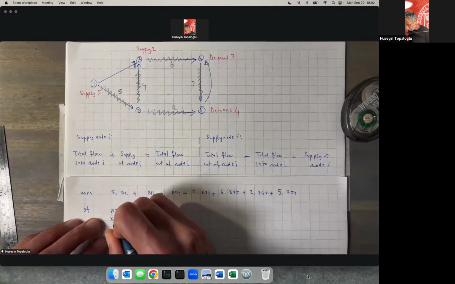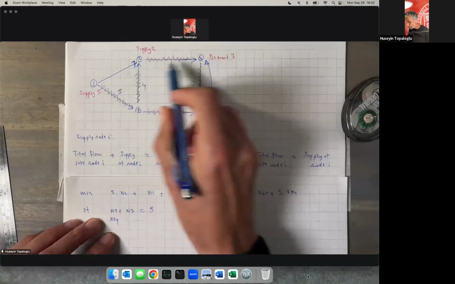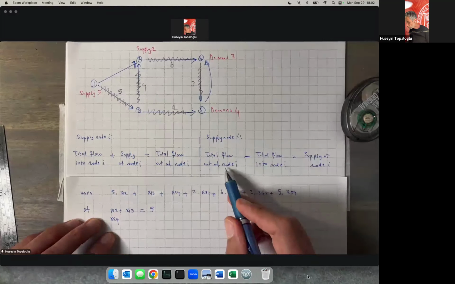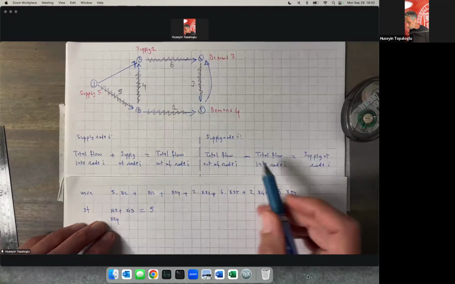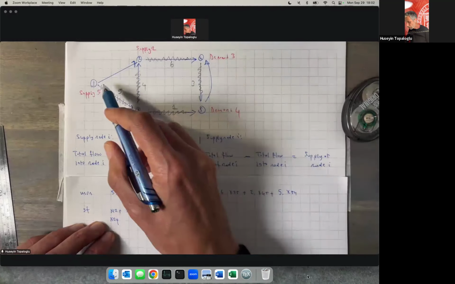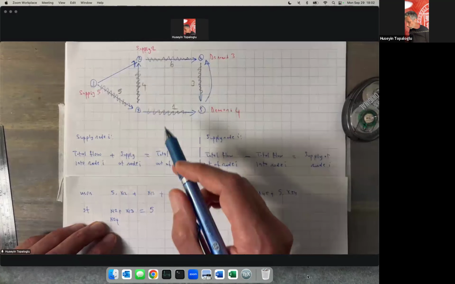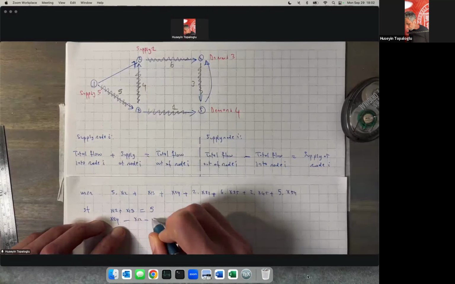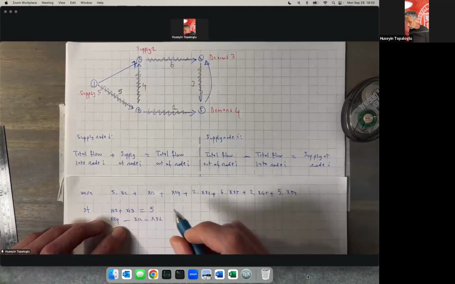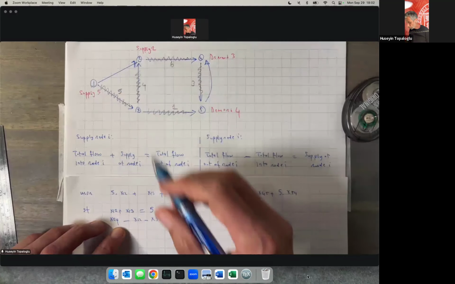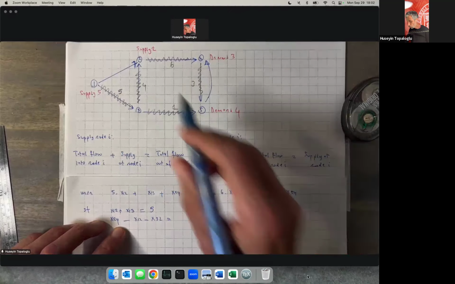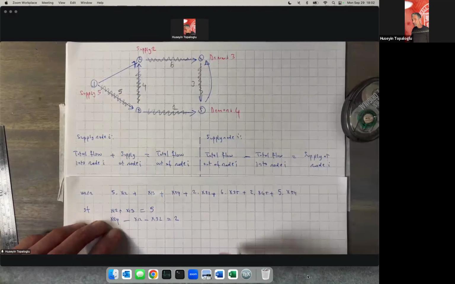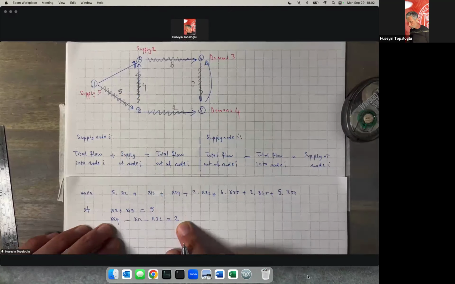X24. Is there anything else flowing out of node 2? No. So that's the total flow out of node 2. Minus the total flow into node 2, what is that? X12 and X32. So the total flow out of node 2 minus the total flow into node 2, X12 plus X32, is equal to the supply at node 2. The supply at node 2 is 2 units. That is the flow balance constraint for node 2.